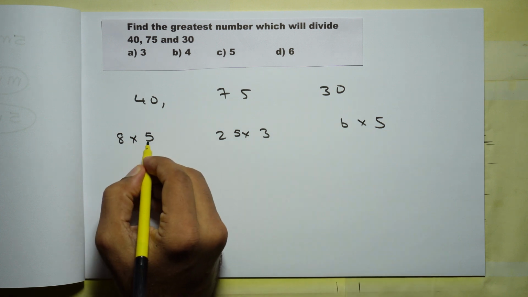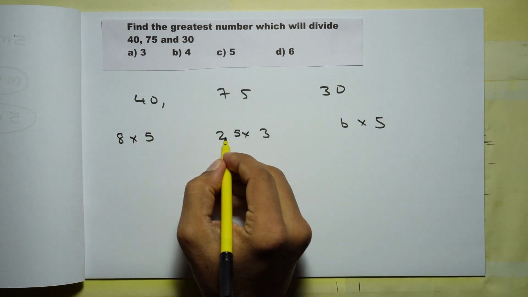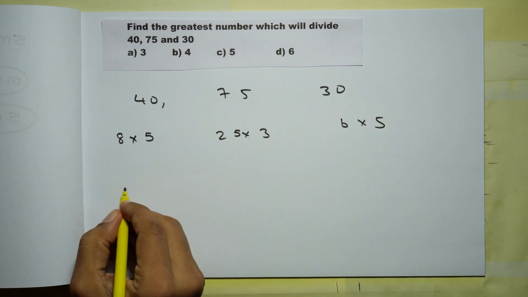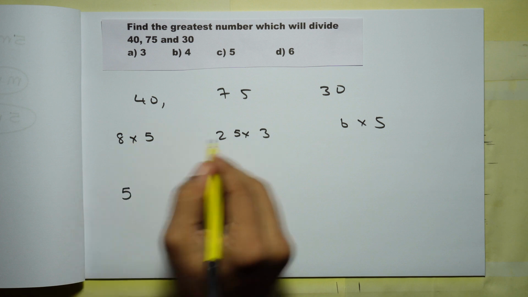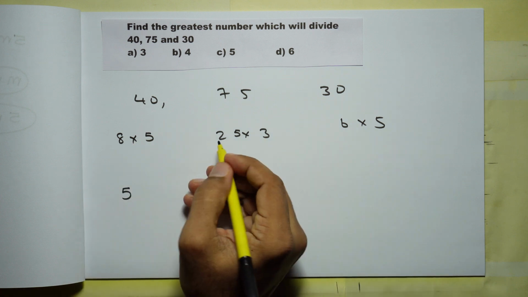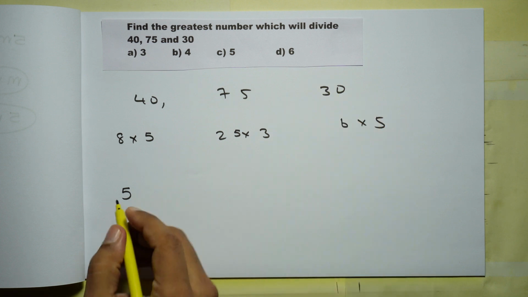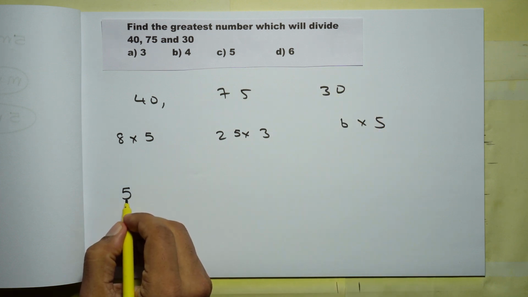So here there is a 5. In 25 is 5 into 5. So 1 5 here and 1 5 here also. So you can see 5 is common to all the three numbers. So you can see 5 will divide 40, 75 as well as 30. So 5 definitely has to be included.